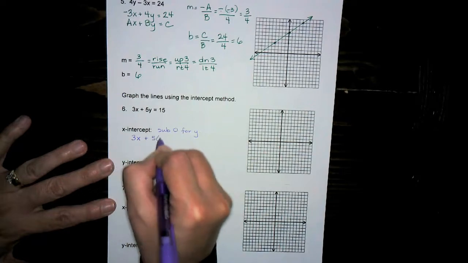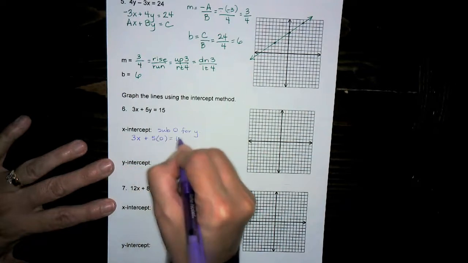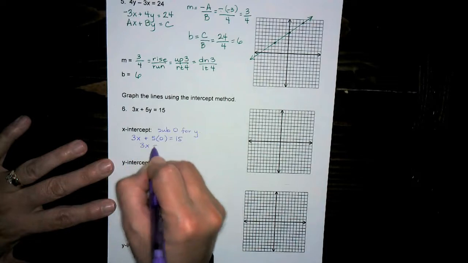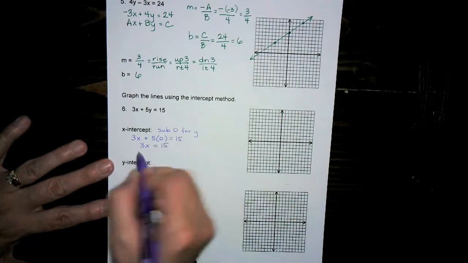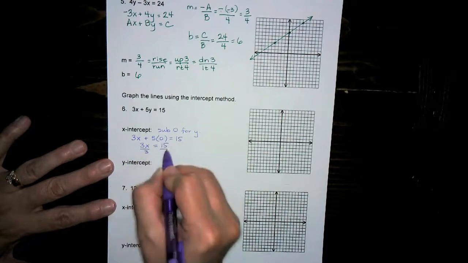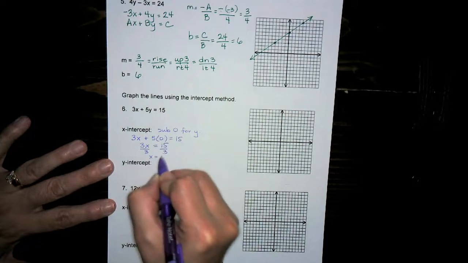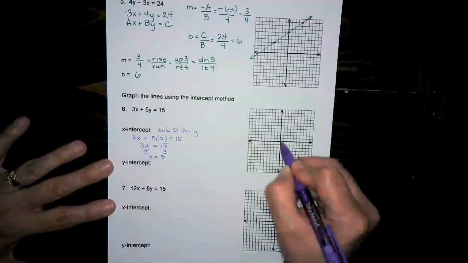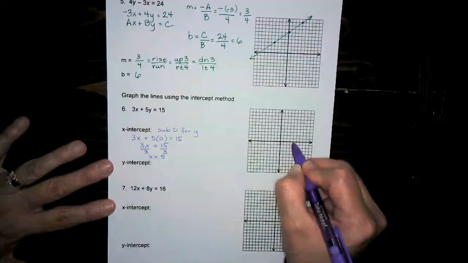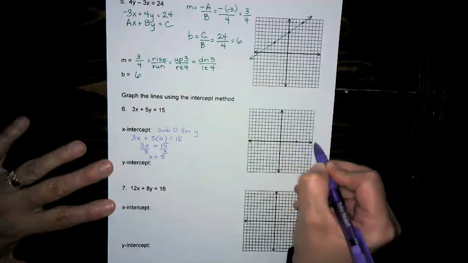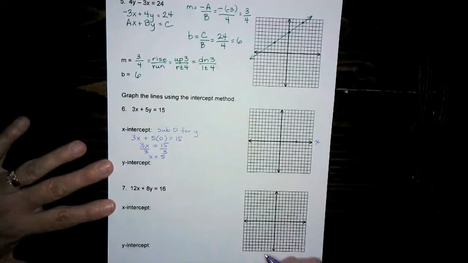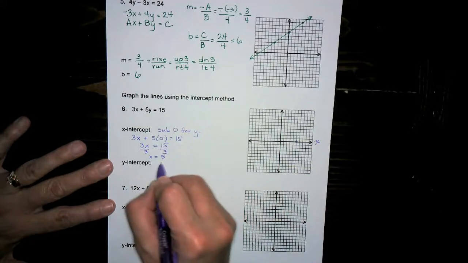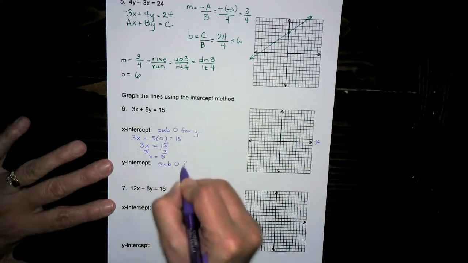3x plus 5 times 0 equals 15. 5 times 0 is 0. So I got 3x equals 15. Now I can divide both sides by 3 and I get x equals 5. So I'm going to go on the x-axis and I'm going to plot at 5. So 1, 2, 3, 4, 5, since this is the x-axis. Okay. Now to do the y-intercept, similarly, we will sub 0 for x.